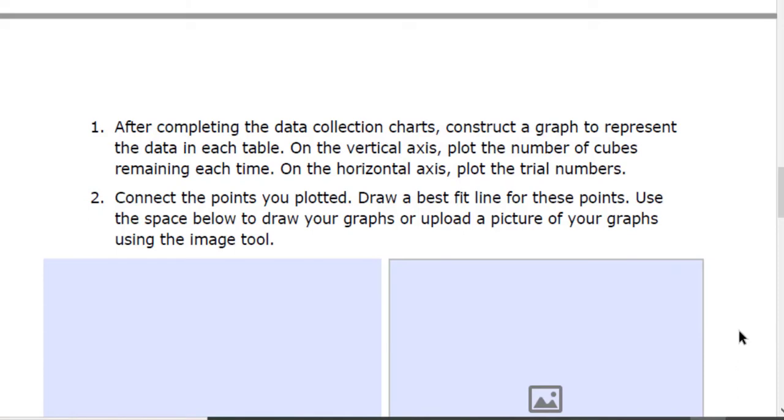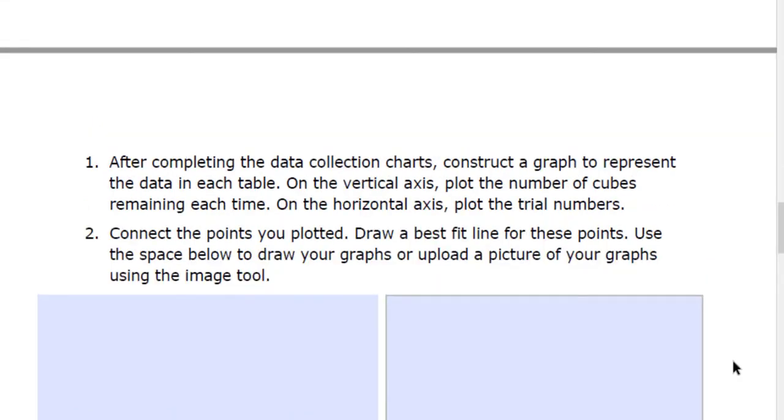You are now going to construct a graph to represent the data in each table. On the vertical axis, plot the number of cubes remaining each time. On the horizontal axis, plot the number of trials.